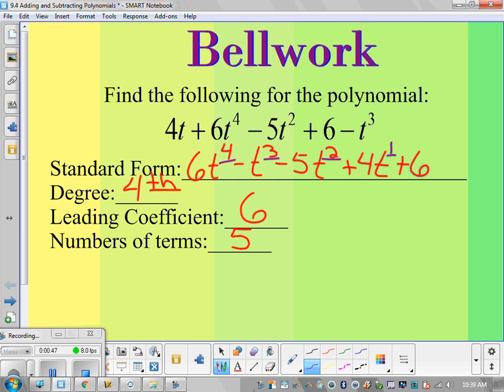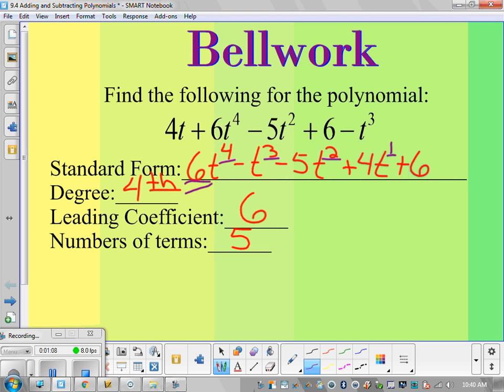It is considered a 4th degree polynomial because that is the largest exponent in the polynomial. The leading coefficient is the coefficient or number attached to the variable that leads the whole polynomial. And since the 4 was the highest exponent, the coefficient on that term is the 6.